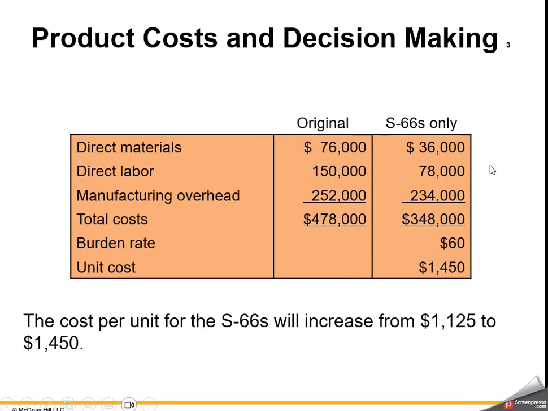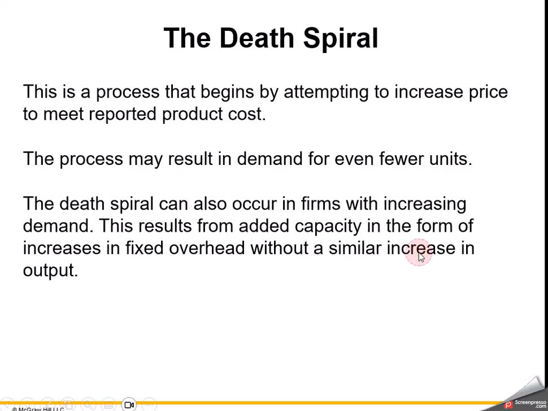So then if we get rid of that and we put all of that overhead over into the S66s, now all of a sudden their costs are going to increase. So they go from 1,125 up to 1,450. So then maybe that's not such a good idea without analyzing what's going on with the sales of that product.